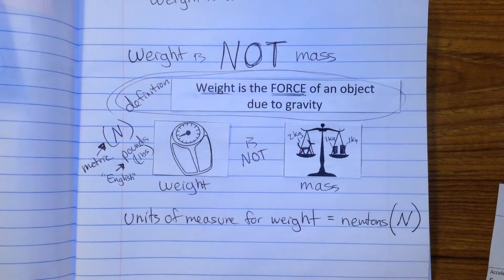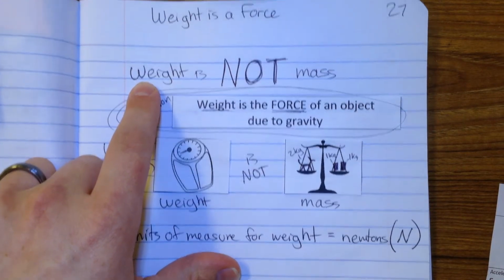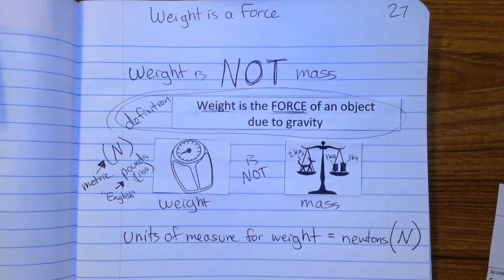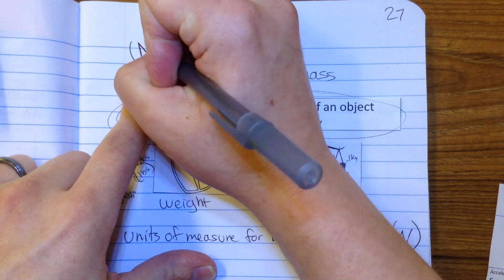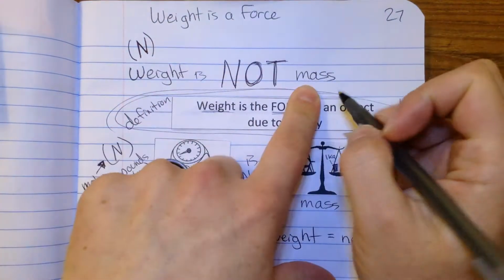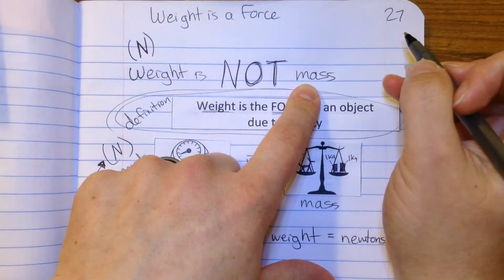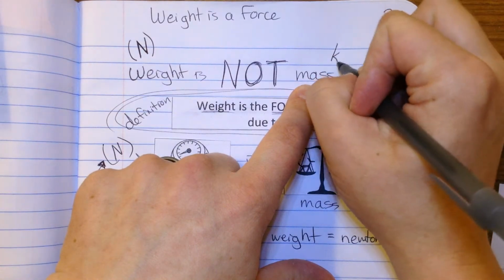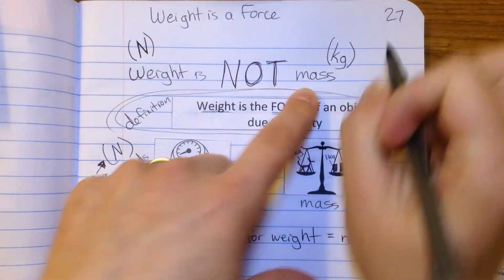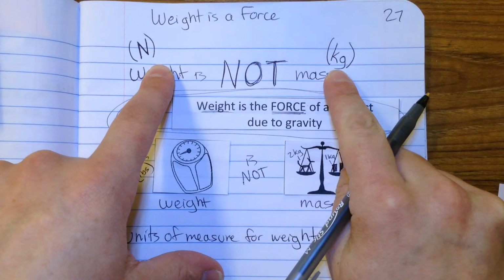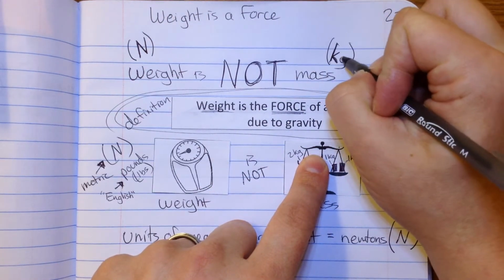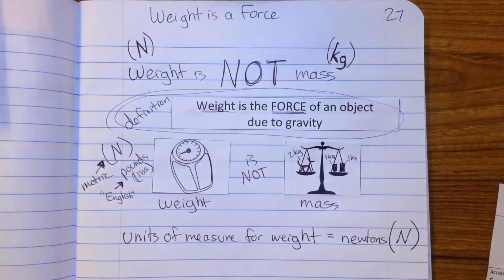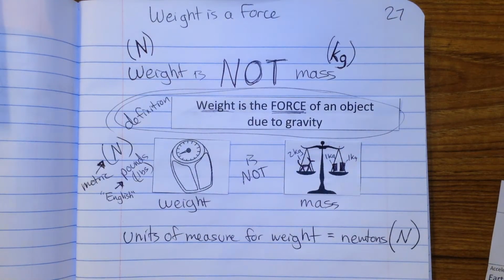All right, so back to the top here, we write down weight is not mass. Next to weight, I want you to put a big uppercase N. Newtons. Mass is not measured in newtons. What's mass measured in? Kilograms. Now you all agree that newtons aren't kilograms, right? They're completely different things. So newtons and kilograms. Weight is not mass.